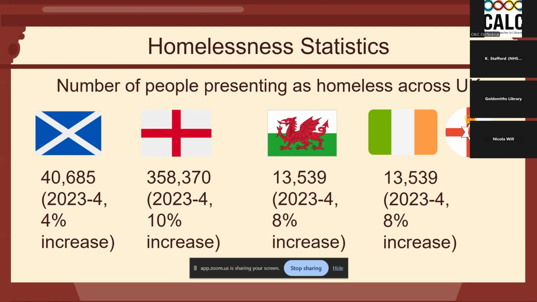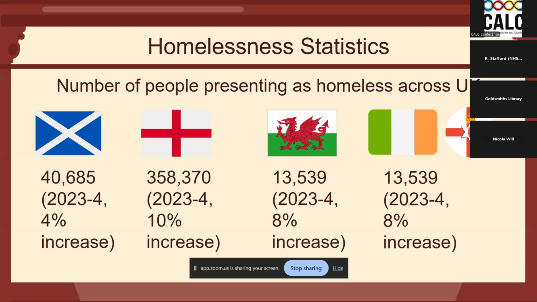But for those of us who have to live in the societies that are created by those politicians, I think we need to remember that each one of these numbers on the screen, so 40,000 in Scotland, 13,000 in Wales and Northern Ireland, 358,000 in England, represent a human being who's been left without a place to call their own, without their own home. There can be lots of reasons why people end up in that situation, and we don't have time to go into them today.